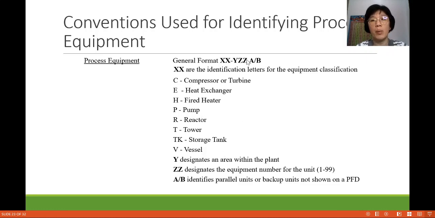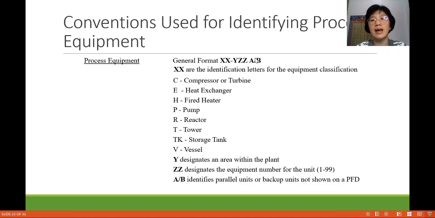Okay. Y here is designating an area within the plant. Say in the plant there are three main areas. We have area 100, 200, and 300. So Y here is referring to the area number. So it can be 1. Okay. The ZZ over here is referring to the equipment number in that particular area.